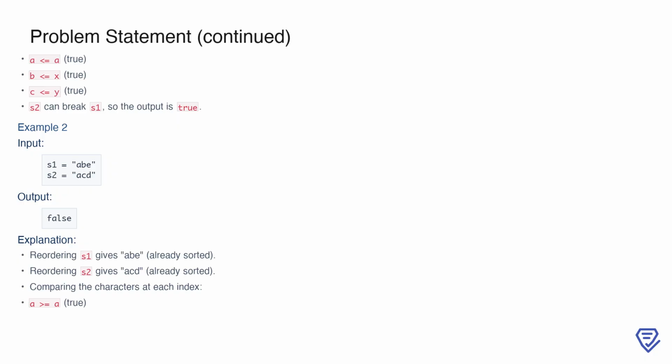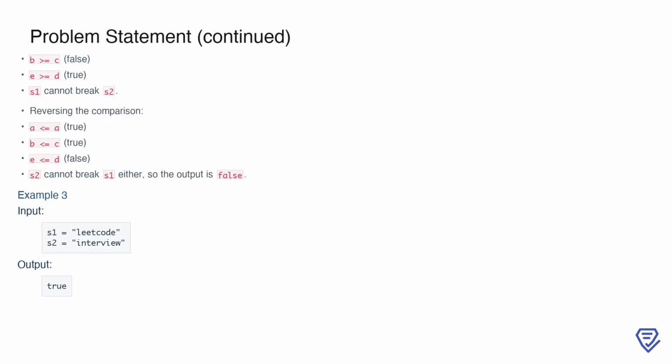In the second example, S1 is ABE and S2 is ACD. Sorting the strings gives us ABE and ACD, both already sorted. Comparing the characters at each index, we see that at index 0, A is greater than or equal to A, which is true. Next, at index 1, B is not greater than or equal to C, so that's false. At index 2, E is greater than or equal to D, so that's true. Because not all comparisons are true, S1 cannot break S2.